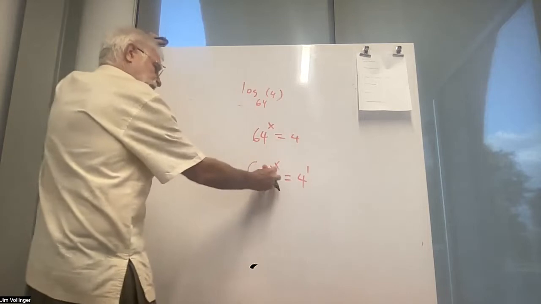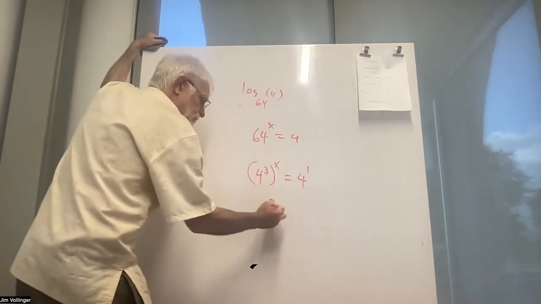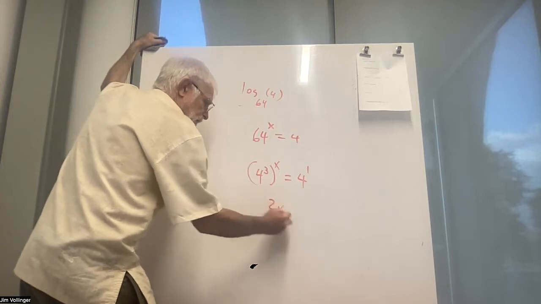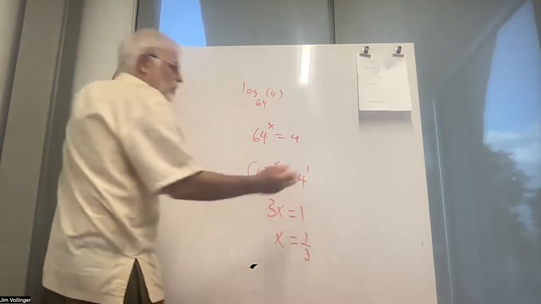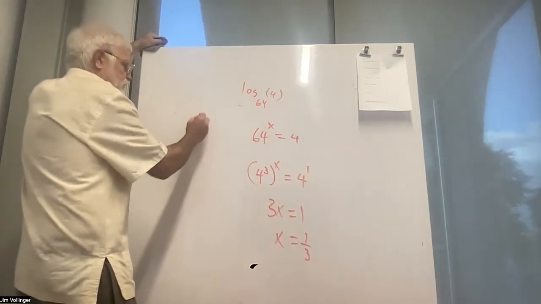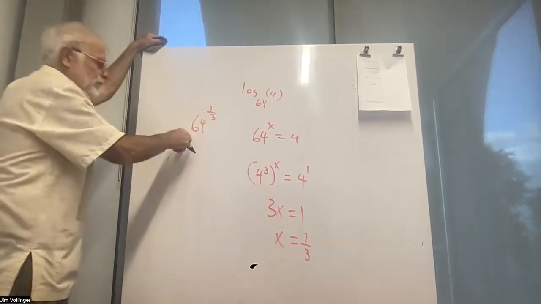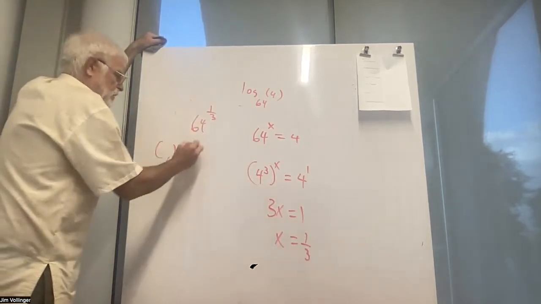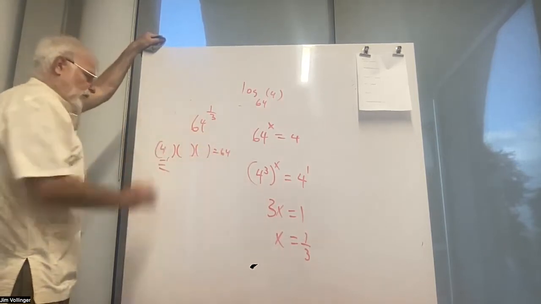Oh, it sure looks like the exponential activity. Multiplication. 3x equals 1, so x equals 1/3. So now we look at it conceptually. 64 to the 1/3. What does that mean? It means the cube root of 64. What times what times what equals 64? And it sure looks like it's 4.